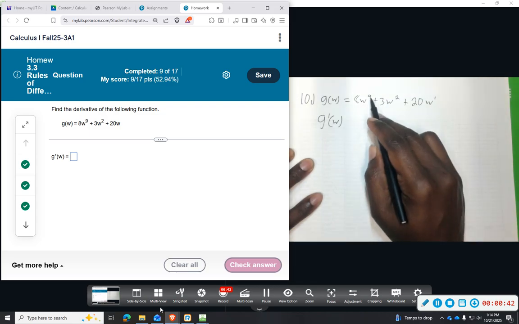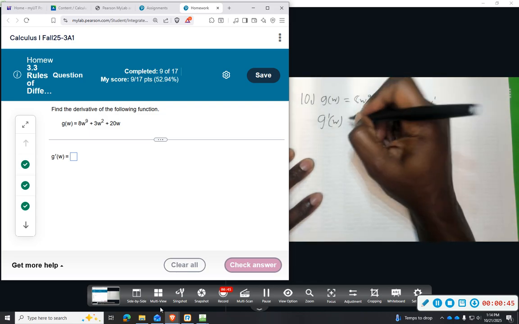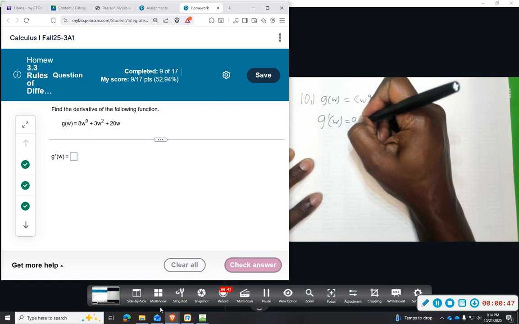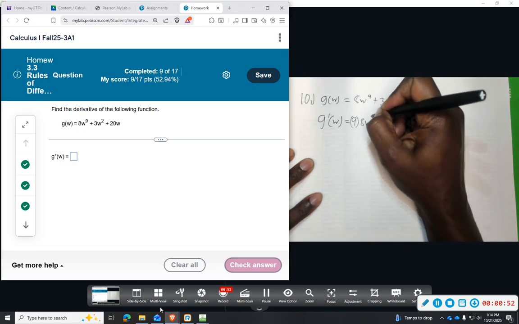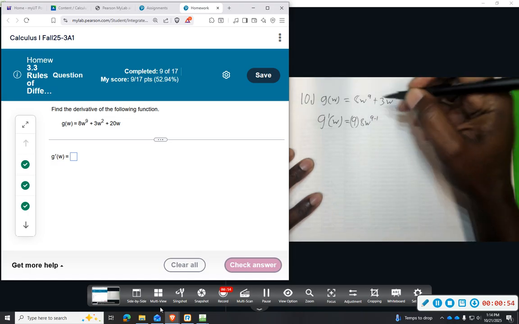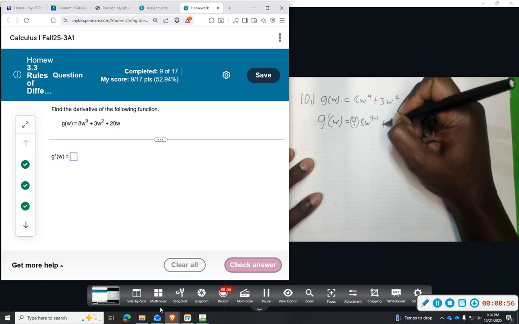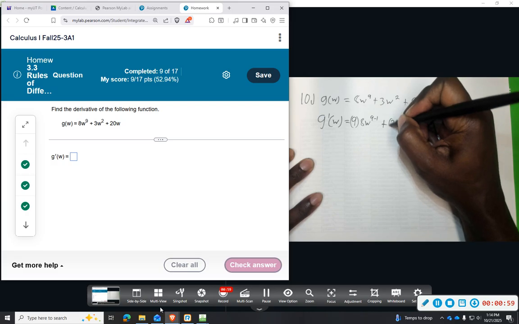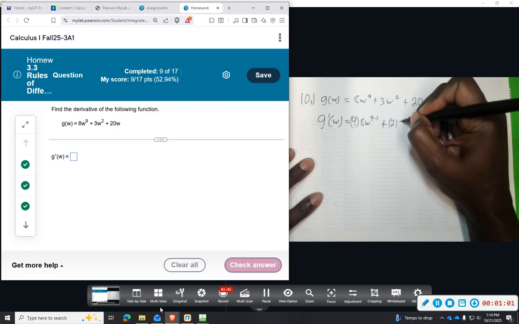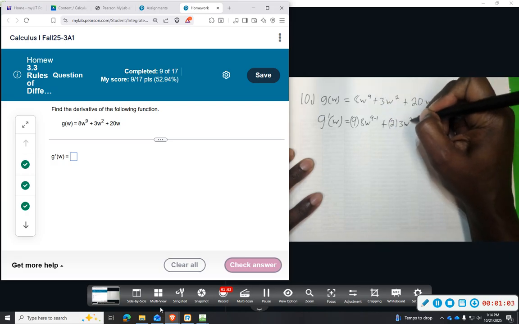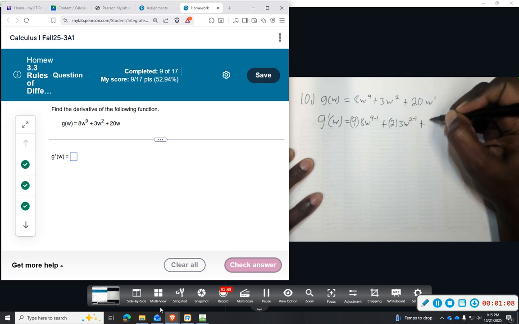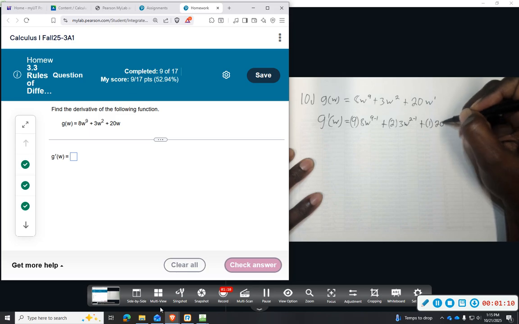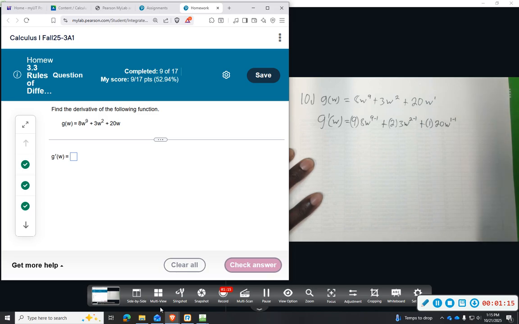we're just doing the power rule. So we're going to multiply times 9, the 8w to the 9th power. We're going to subtract 1. So that's that derivative. And then we're going to multiply times 2, multiplying that constant down, the 3w to the 2nd, and then you subtract 1 from that exponent. And then we'll multiply times 1, 20w, and we'll subtract 1. So 1 minus 1 will be 0.